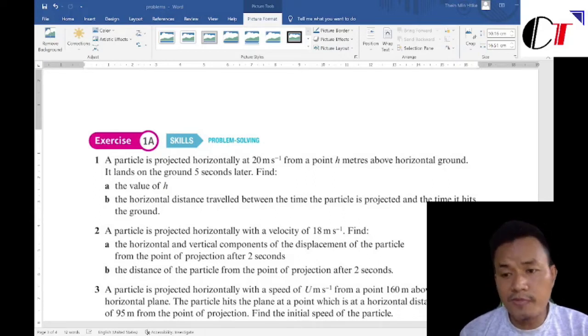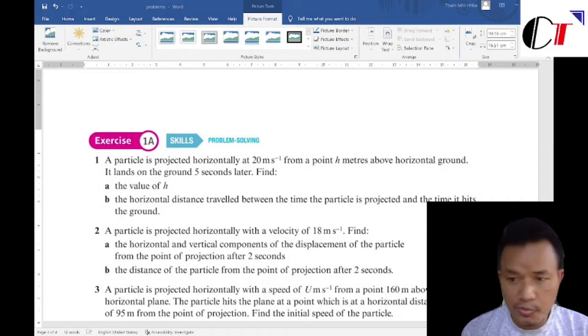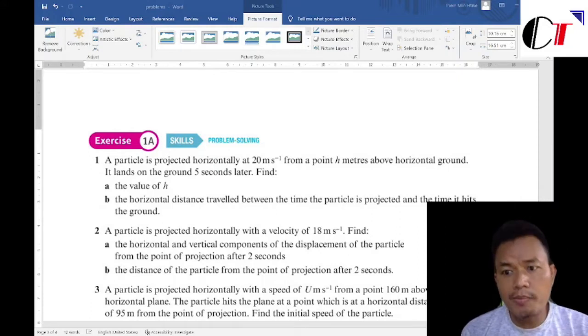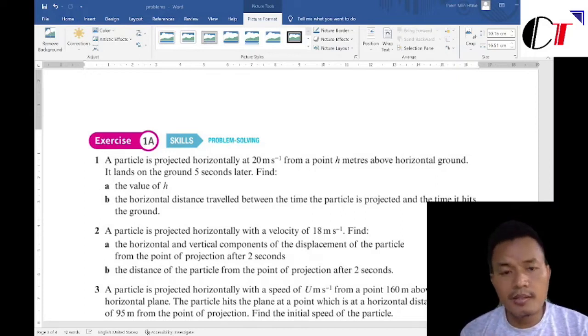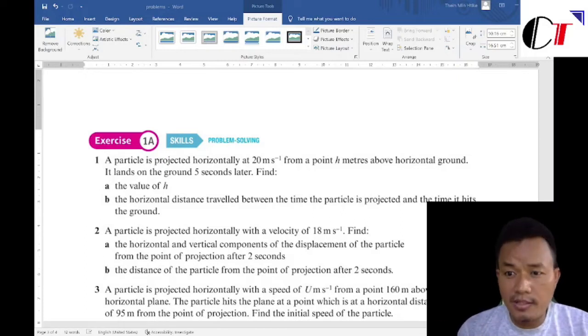In A, you are asked to find h, and that's very straightforward. As we have said earlier, h will be just the distance y when it hits the ground. And in B, you are asked to find the horizontal distance between the point of projection and where it hits the ground, so basically the horizontal distance in the x direction. Now let's look at the solution.